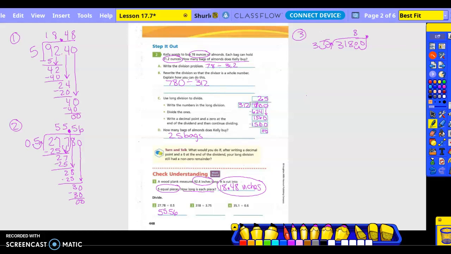So 8 times 5 is, put the 0, mentally carry the 4. 8 times 7 is, plus 4 is 0, mentally carry the 6. 8 times 3 is, plus 6 is 30. So we're left with 180. So did that work? Okay, put my 0. How many times is 375 going into 1,800?